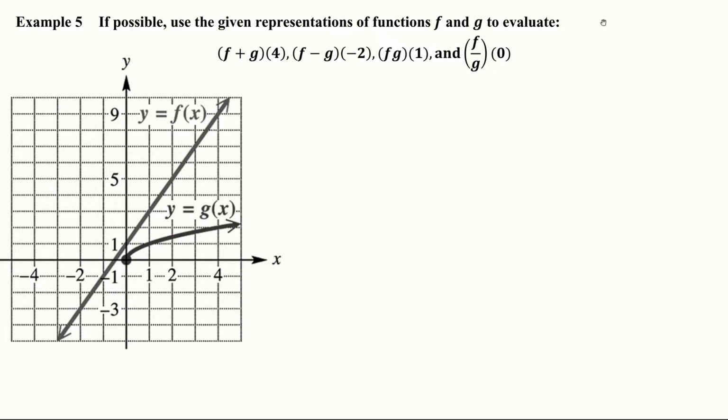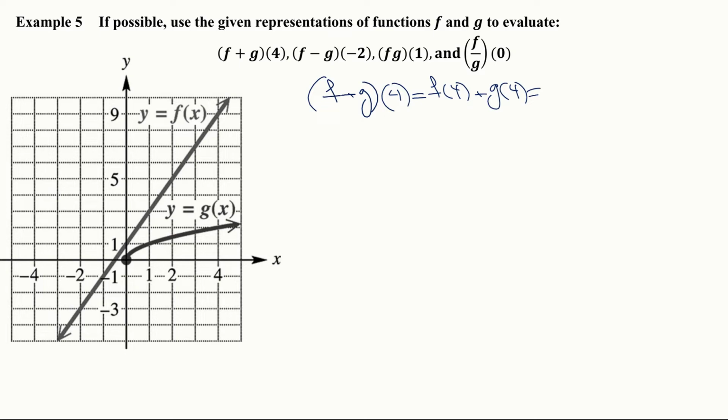All right, so we have f plus g of 4. Now, as we can see on the graph, f is the linear function and g is the function that looks kind of like the square root function. At this point, you should be familiar with these shapes. You want to become very, very familiar with the shapes of the functions that I've been referring to as commonly encountered functions. All right, so by definition, we know that's going to be f of 4 plus g of 4.